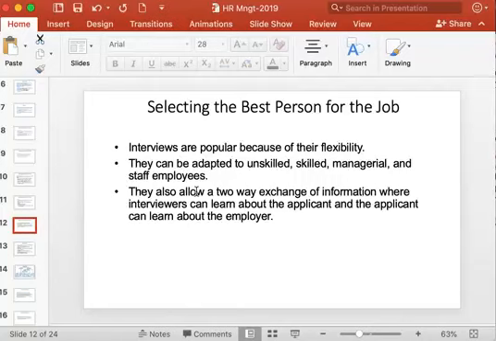Interviews. The one advantage of an interview is that interviews allow a two-way exchange of information, where interviewers can learn about the applicant and the applicant can learn about the employer.